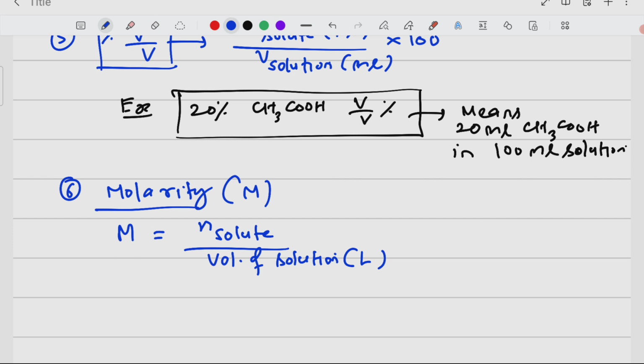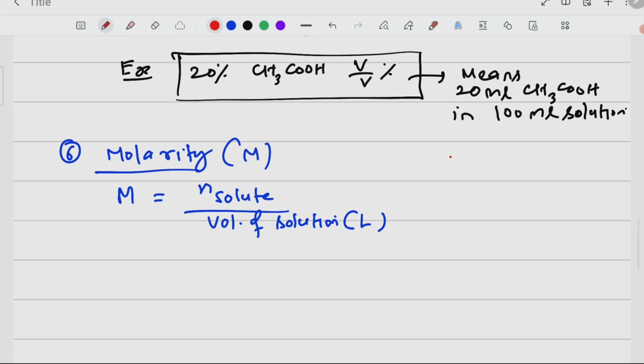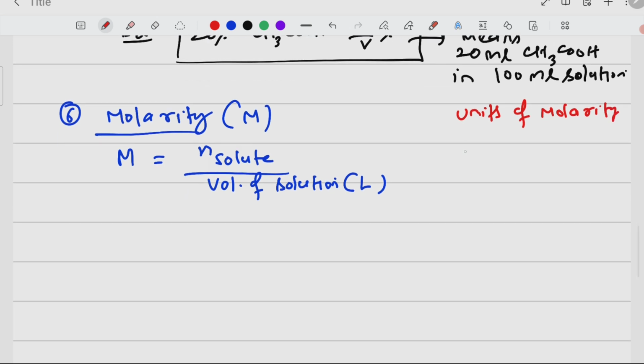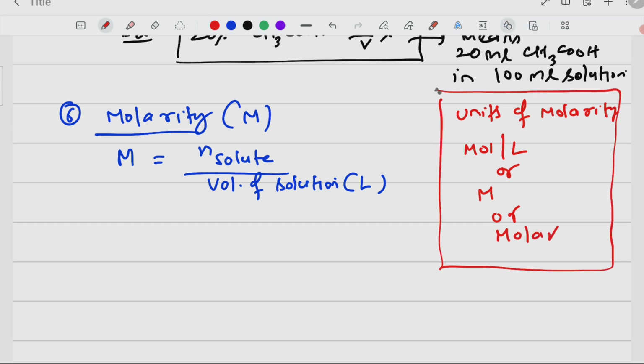And here are the units of molarity. Observe based on the given formula, what are the units of molarity? Here we write mole per liter, or capital M, or you write molar. All are the same. Mole per liter or capital M or molar are the units of molarity.